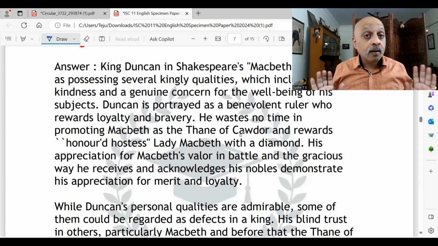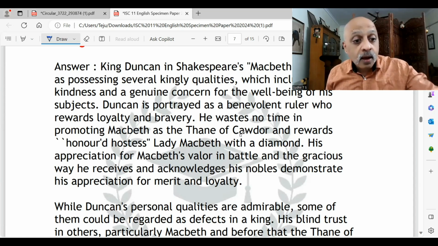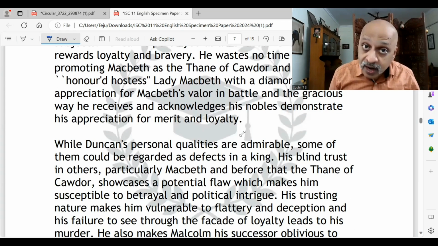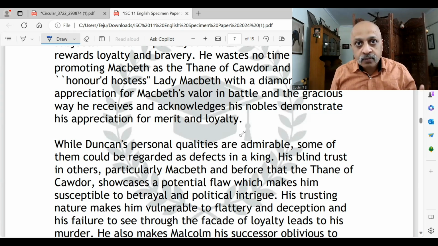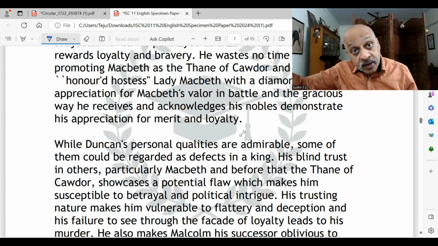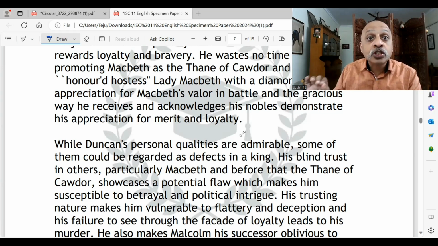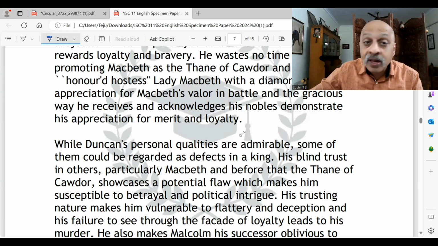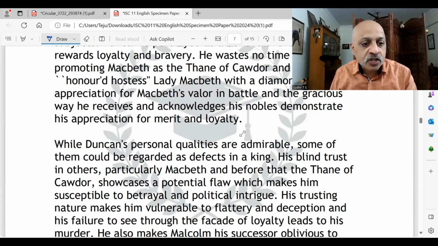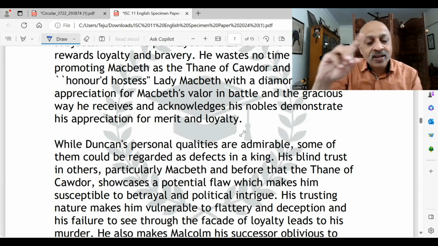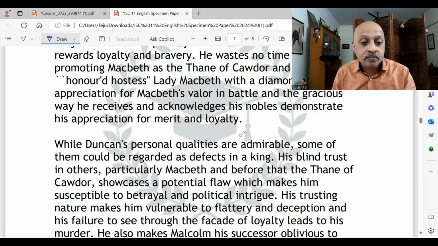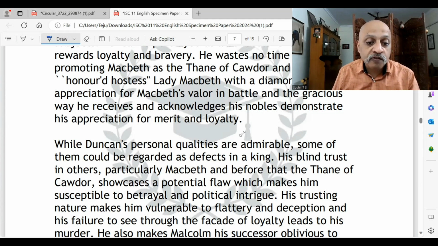These are all good things, but while Duncan's personal qualities are admirable, some of them can also be regarded as defects in a king. His blind trust, you know, he blindly believes everyone, particularly Macbeth. Before that, the earlier Thane of Cawdor, that shows a potential flaw which makes him vulnerable and susceptible to betrayal and treachery. His trusting nature makes him vulnerable to flattery and deception. So in one place you can use susceptible, in another place vulnerable. They're all synonyms. And deception and his failure to see through the facade of loyalty.